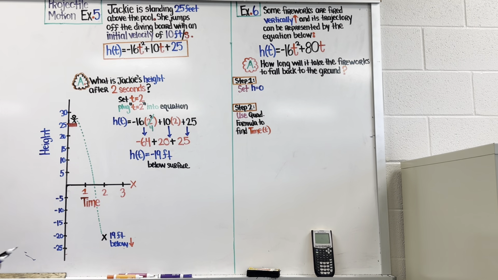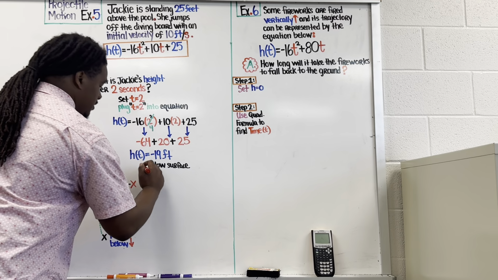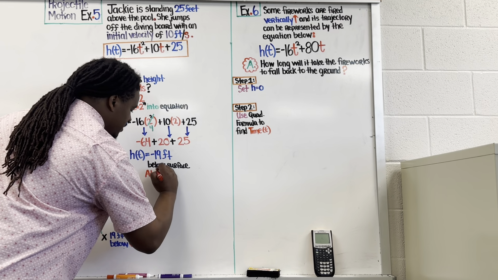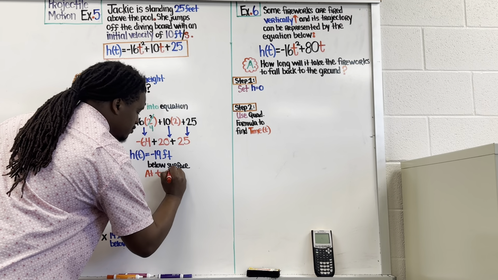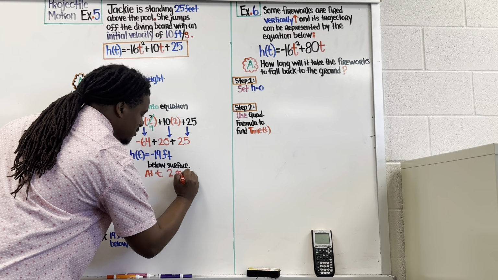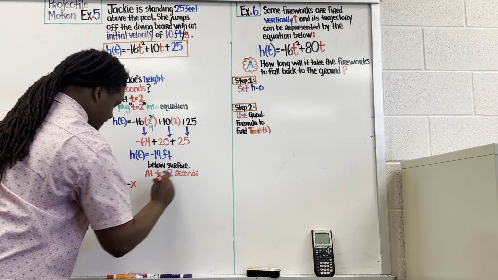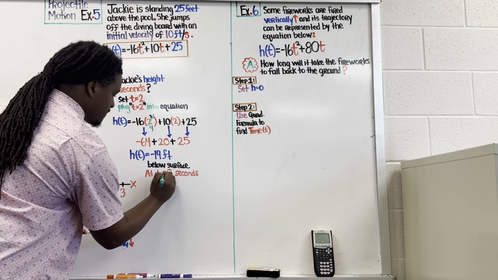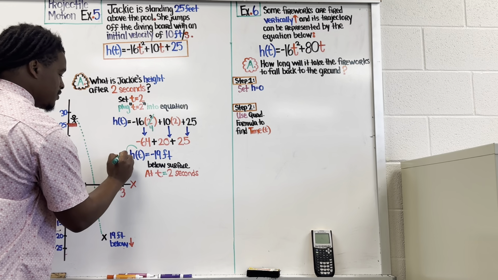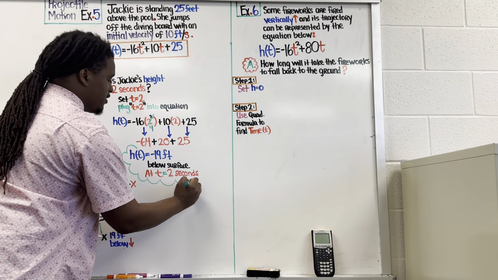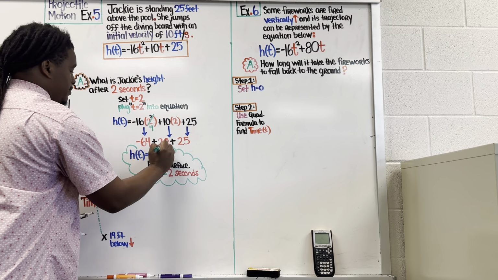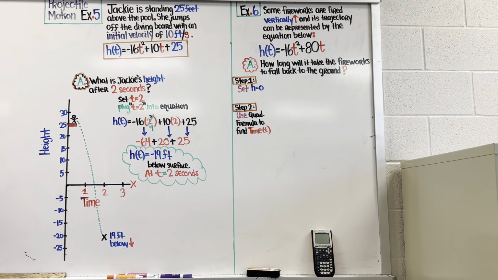Okay? So that will be her position at 2 seconds, guys, after she jumped off of the diving board. So this is our answer, guys, at t equals 2 seconds. Negative 19 feet, or you could say 19 feet below the surface at 2 seconds. Okay? That is our answer.